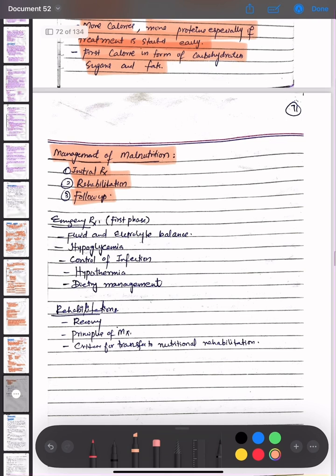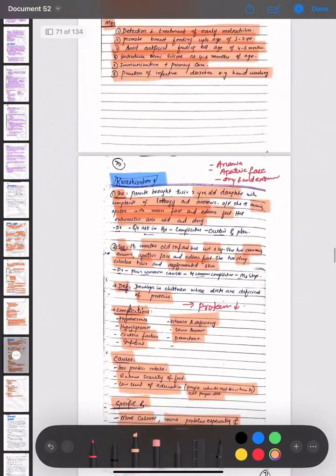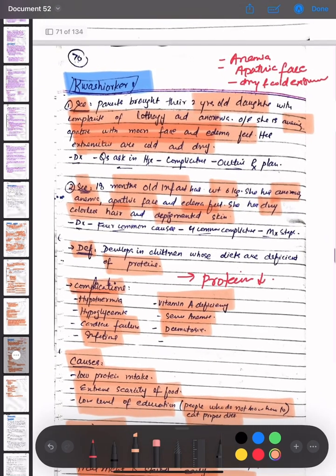The emergency treatment in the first phase is fluid and electrolyte balance, hypoglycemia, control of infection, hypothermia, and dietary management. The rehabilitation is recovery, principles of management, and criteria for transfer to nutritional rehabilitation. So we have discussed Kwashiorkor. We have discussed the specific diagnostic points, that there will be anemia, apathetic face, and dry and cold extremities.